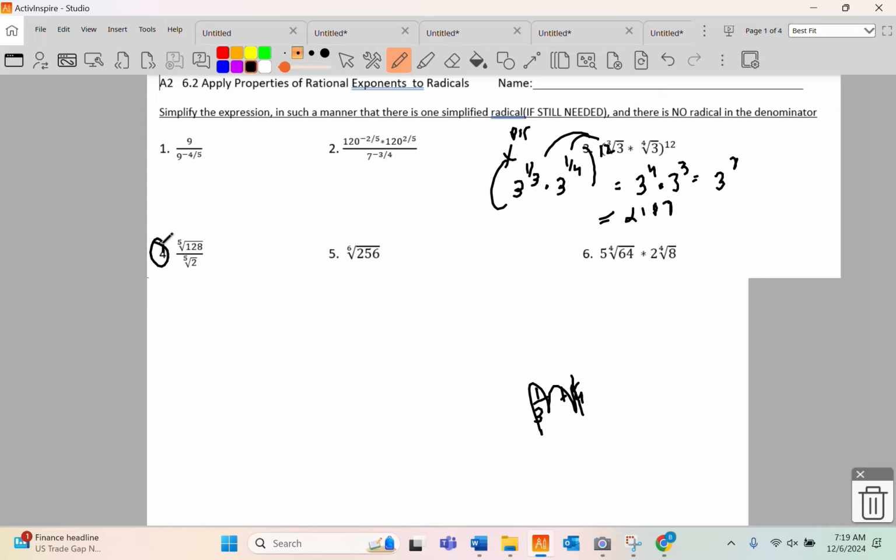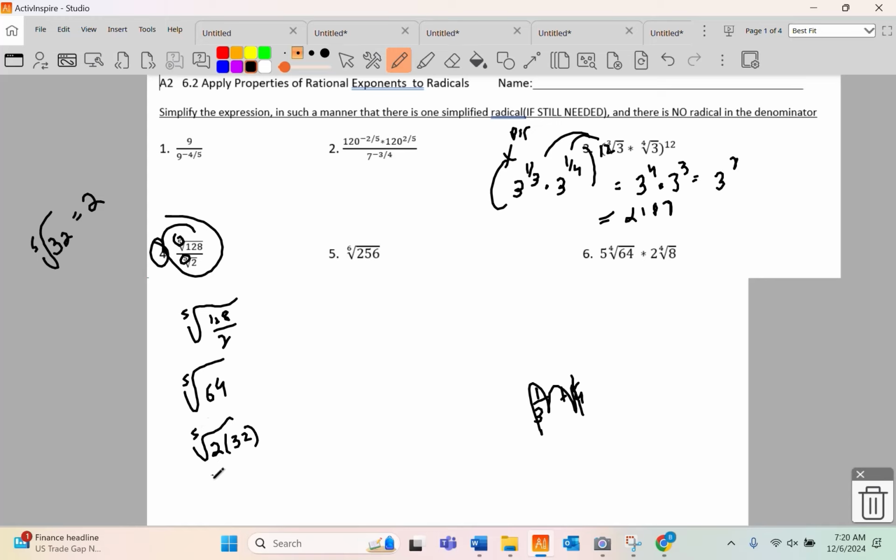Let's look at 4. 4 is a tough one. A long time ago, 500 years ago, somebody said never a radical in the denominator. Now, I'm not that guy, so don't hate me. This one actually is not as bad as I'm looking at it. I can think of this as 128 over 2, since they're both 5th roots. So this is going to be the 5th root of 64. Now, in class, I know we've done the 5th root of 32. 5th root of 32 is 2. Or at least we've done 2 to the 5th or something along those lines. So I can think of this as 2 times 32, and the 5th root of 32 is 2. So 2 5th roots of 2 is a simplified radical.